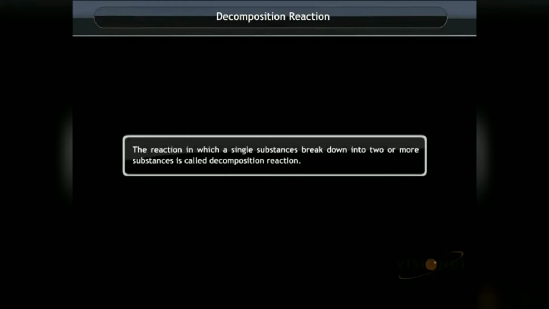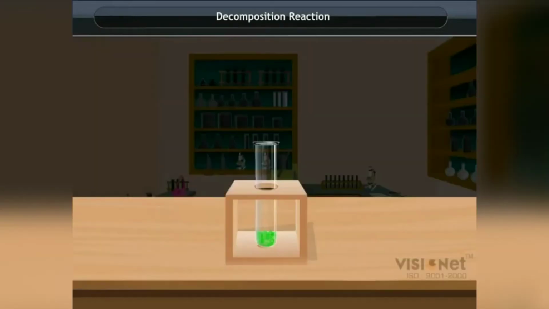Decomposition reaction. The reaction in which a single substance breaks down into two or more substances is called a decomposition reaction. Let us do an activity to explain it. Take 3 grams of green ferrous sulfate crystals in a dry boiling tube.